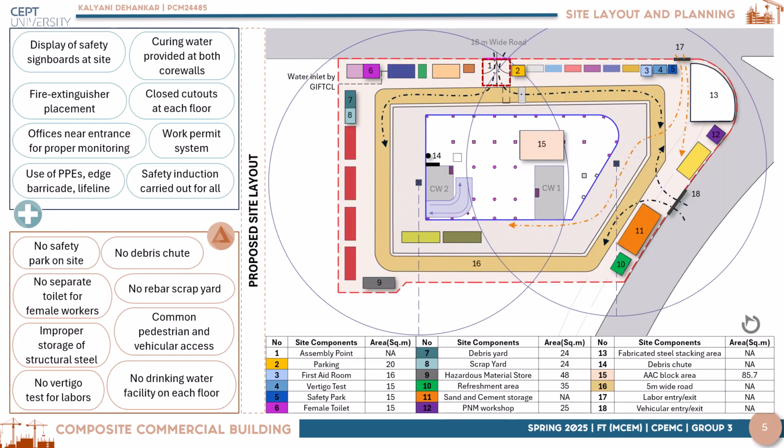For a construction project, a plus delta analysis is a valuable tool for continuous improvement. Plus components focus on those which contribute positively to the project's progress, and delta components are those where improvement is needed. Some of the plus components for this project are display of safety signboards at site, closed cutouts at each floor, use of PPE kits and barricades. Some of the delta components are no safety park on site, no debris chute available, and no separate toilets available for female workers.